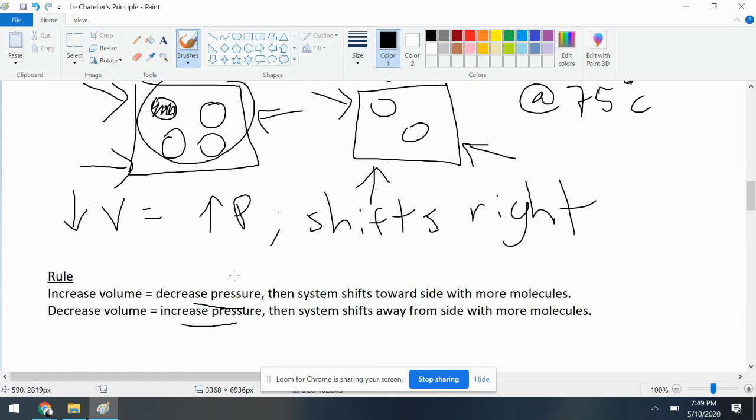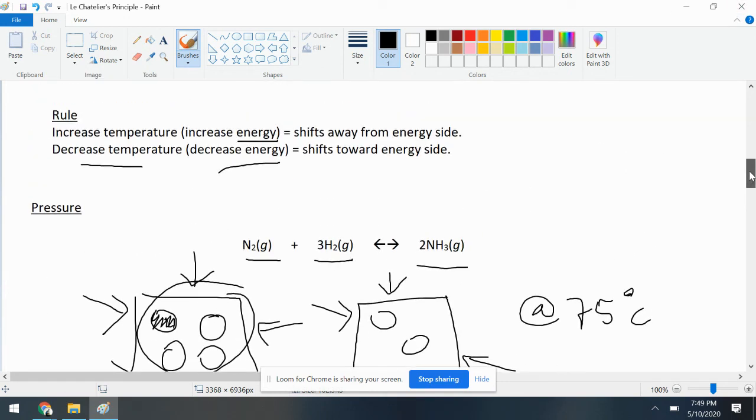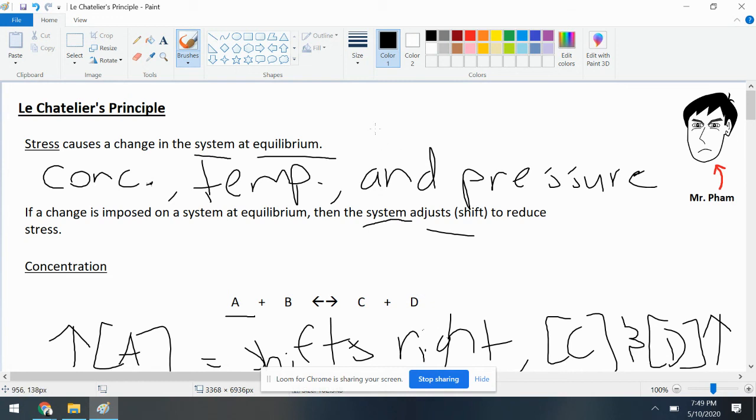Okay, so that's it. Let's kind of recap. There are 3 stresses that you can introduce to a system or a reaction: concentration of products and reactants, temperature, and pressure. So when you introduce one of these stresses, the system at equilibrium has to adjust in a way to reduce that stress. When we're talking about the adjusting, either the reaction shifts to the right or to the left, or maybe sometimes nothing would happen. And when it shifts, it's going to cause either the products or reactants to go up in concentration.